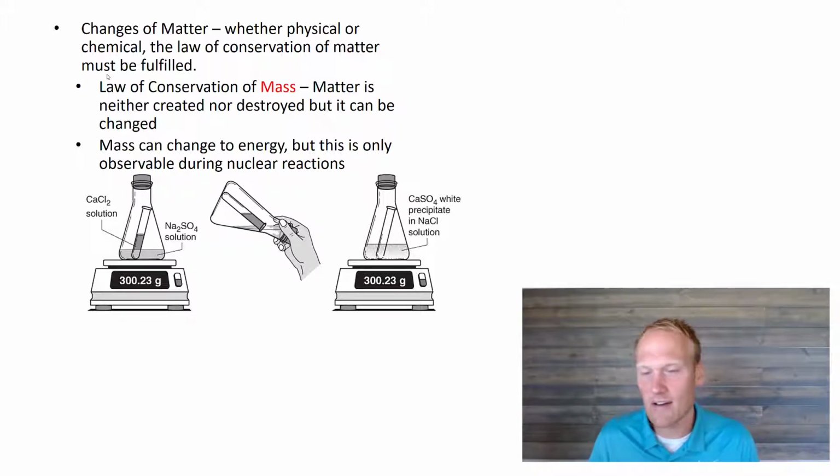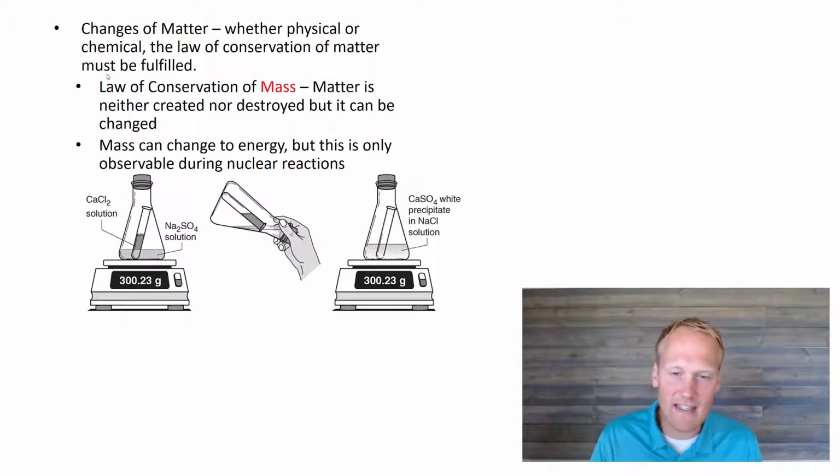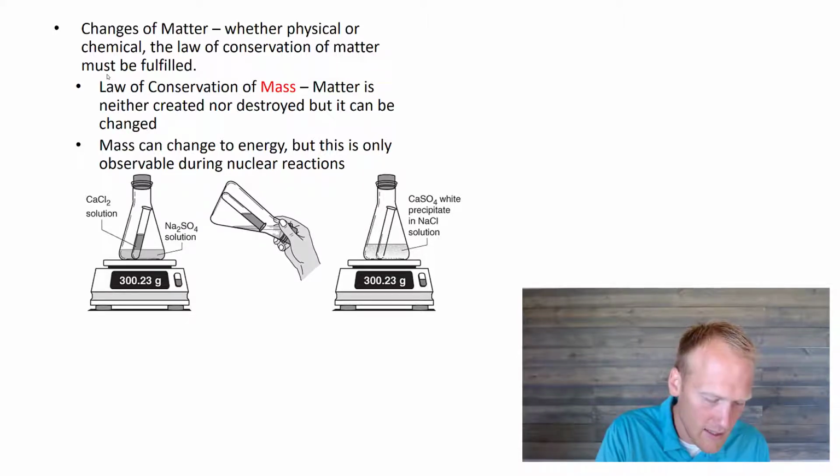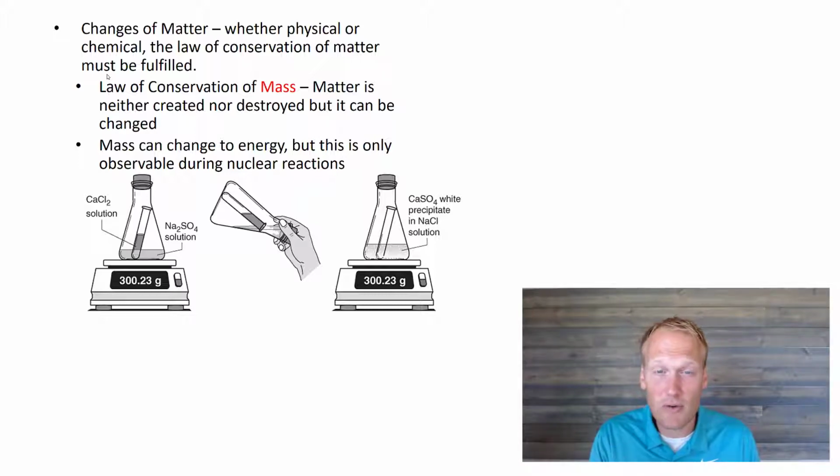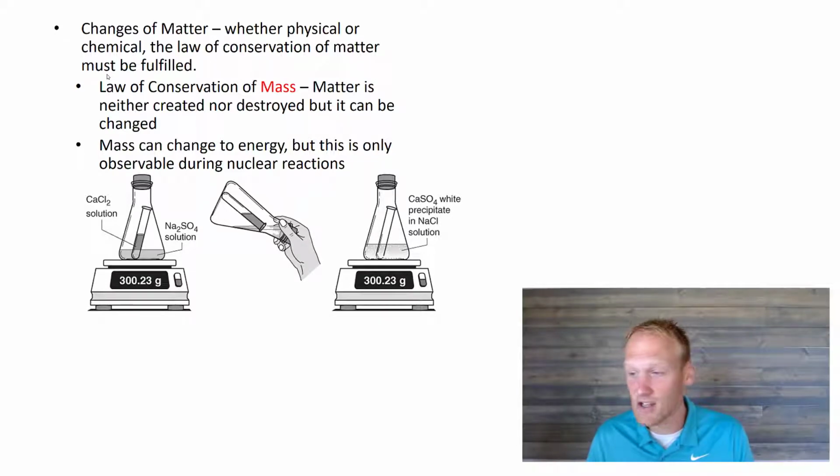If you look down here in this graphic, you can see an example of a chemical reaction. We have calcium chloride and sodium sulfate, and they're mixing together in a closed container, and they're 300.23 grams before the reaction. After the reaction, we have new products, sodium chloride and calcium sulfate, but the exact same mass still exists. The same atoms still exist. They've just been rearranged into different molecules.